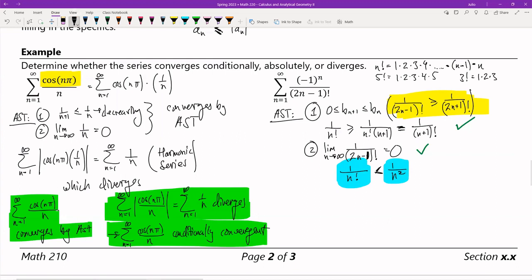So by these two, we have that it is convergent by the alternating series test. We know that it is convergent by the alternating series test. So we're good here. Okay.